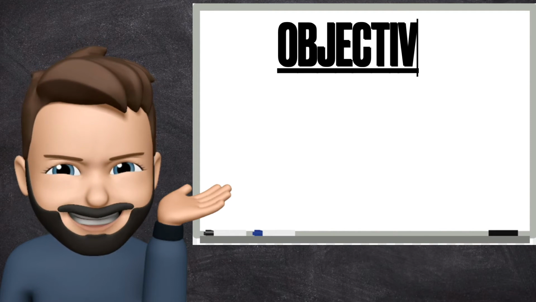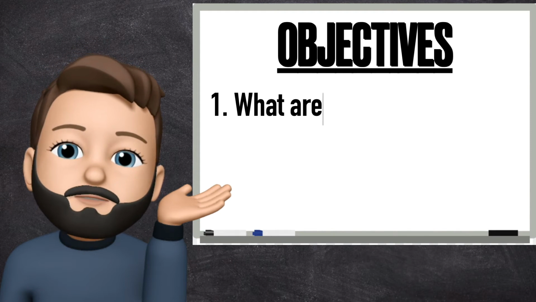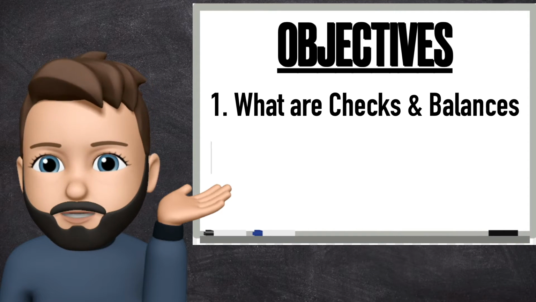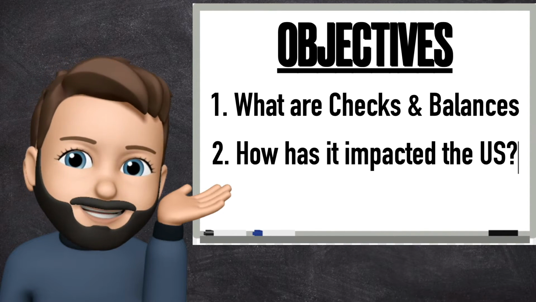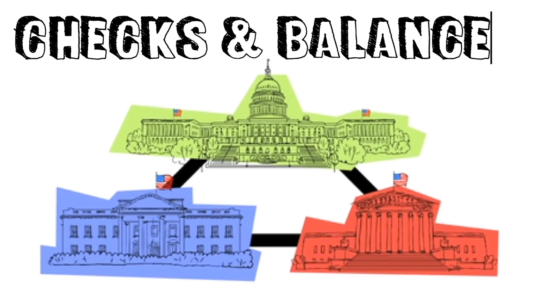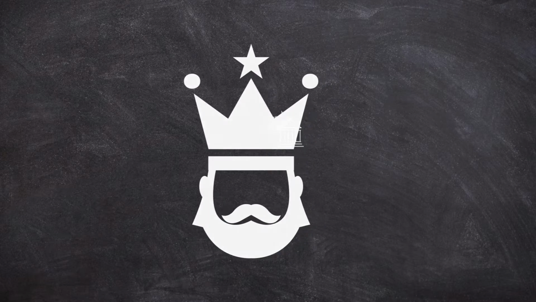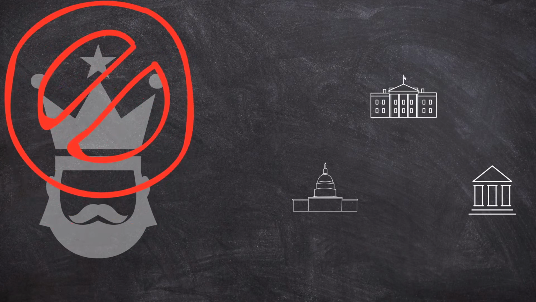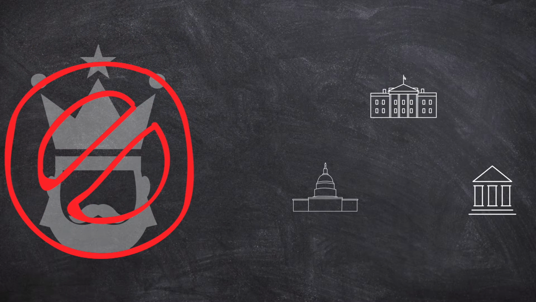In this video, we're going to take a look at checks and balances within the federal government. We're going to look at what they are and how they have impacted the U.S. In the United States, there are three branches of government in the federal government, and the reason is so that the United States does not become tyrannical like under absolute monarchs in Europe in the 17th and 18th centuries.